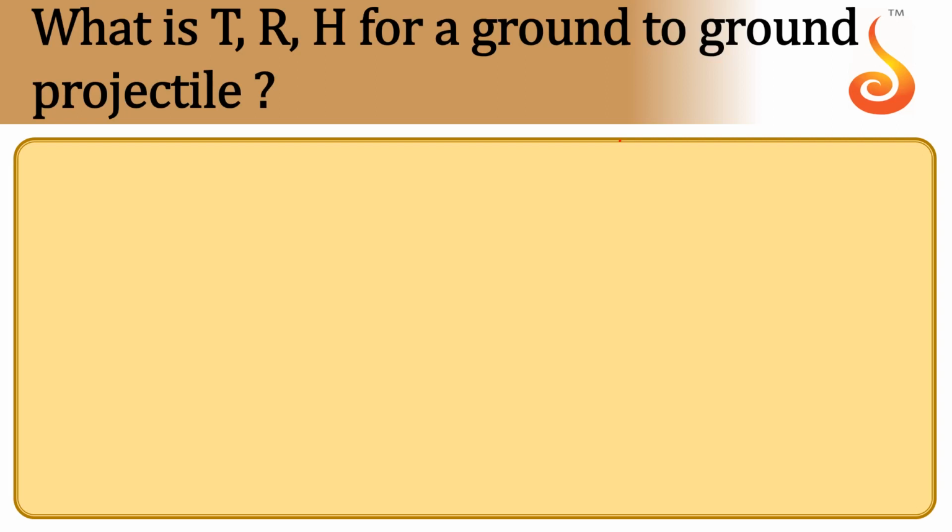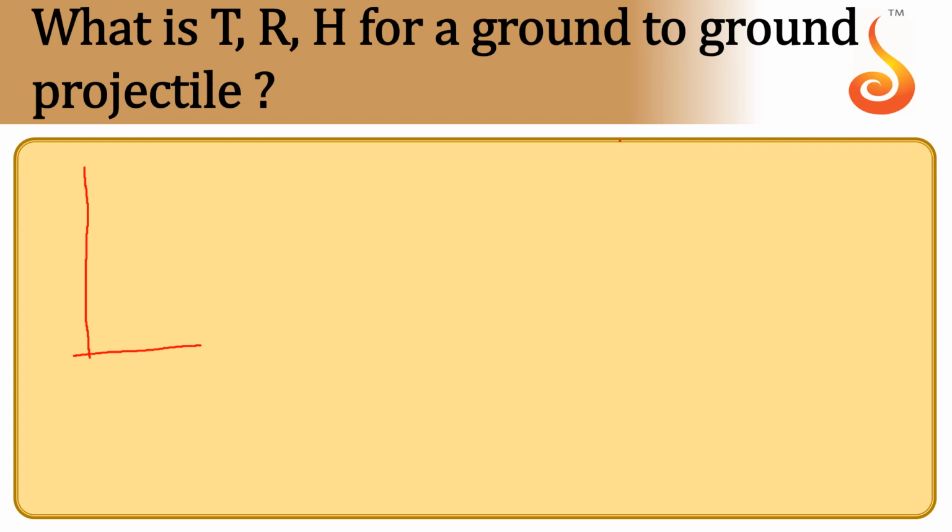What are the parameters of projectile motion, or what is TRH for a ground to ground projectile? Here T stands for time of flight, R stands for range, H stands for maximum height. So we are going to calculate these three important parameters of projectile motion.